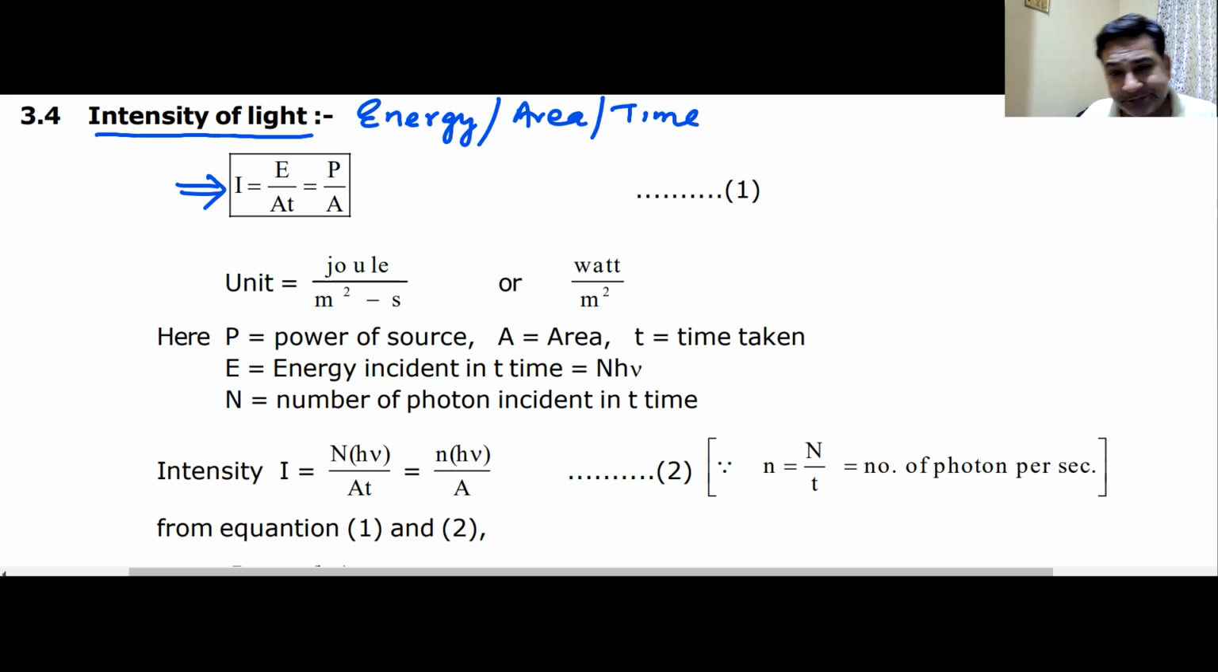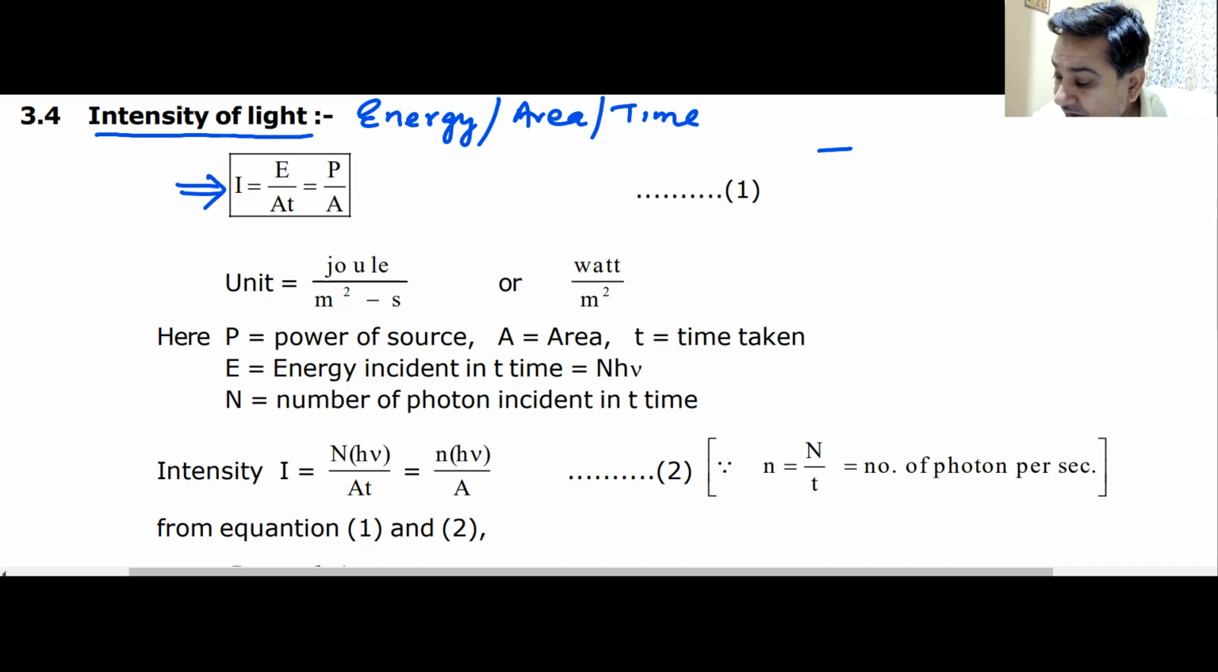So if I say this is a body, energy is falling onto it. Let us say 5 joules of total energy is falling on it. If I divide it by the area of this body, and if I divide it by how much time that energy is falling, the quantity that I will get will be known as the intensity. Energy divided by area divided by how much time that energy is falling. Do we understand this? Yes, sir. That is known as the intensity.